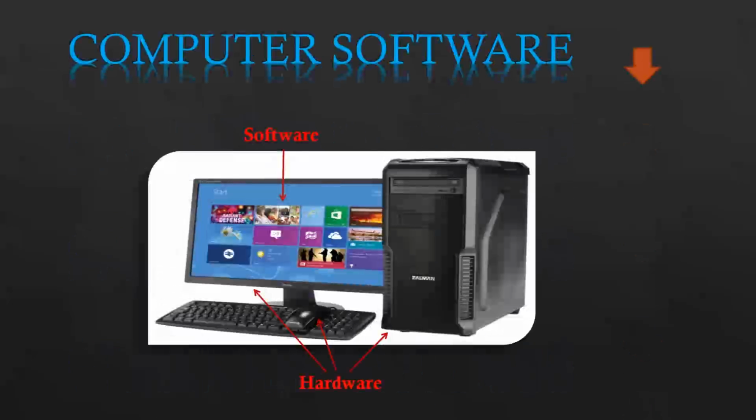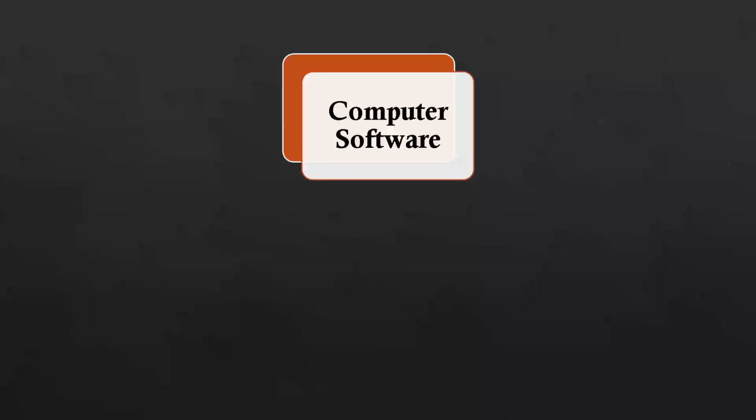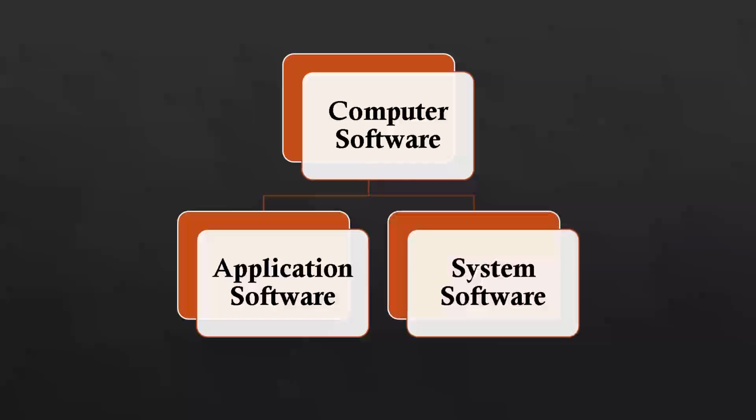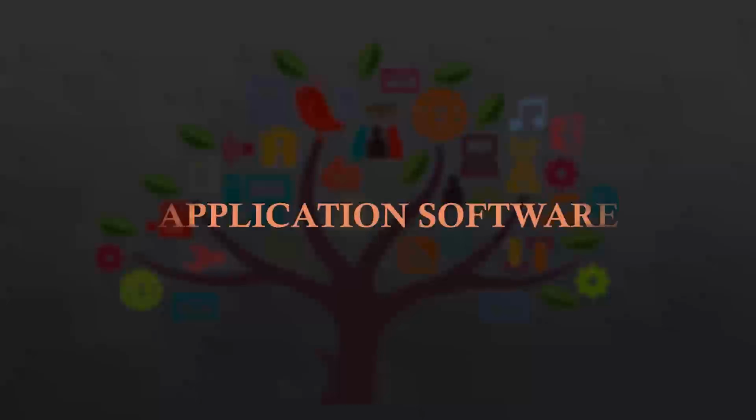Similarly, when you start up the computer, the very first thing that you see on the screen is the software. Computer hardware and software both work collectively to produce meaningful results. Computer software is classified into two broad categories: application software and system software. Let's begin with the application software.